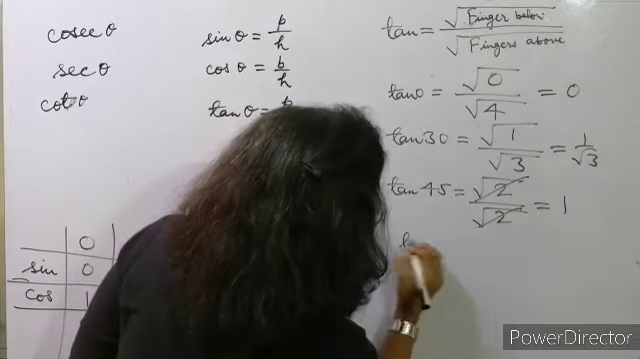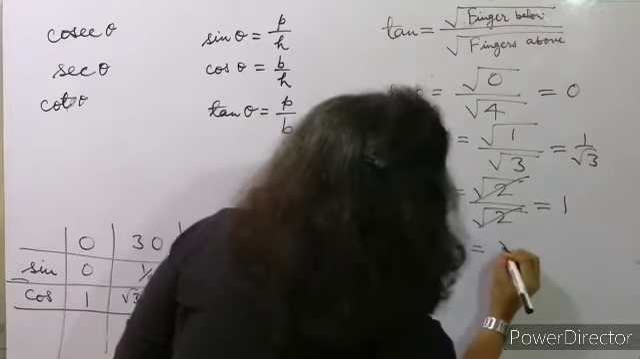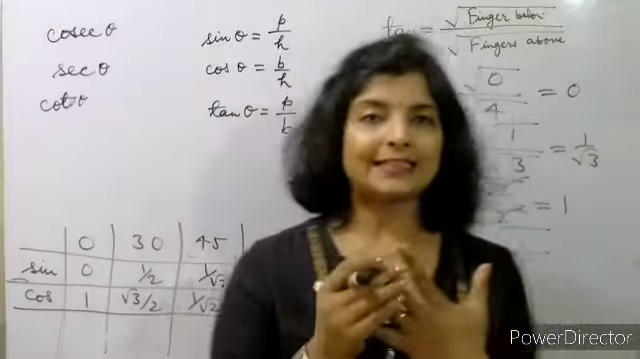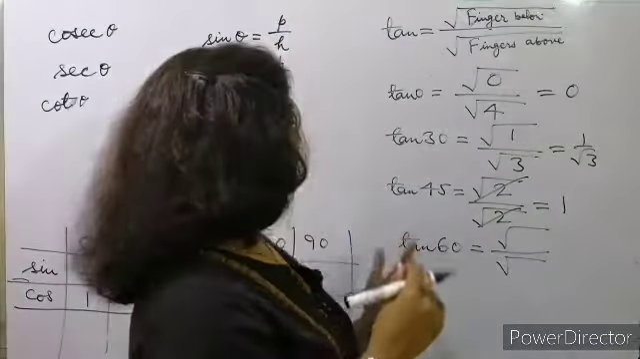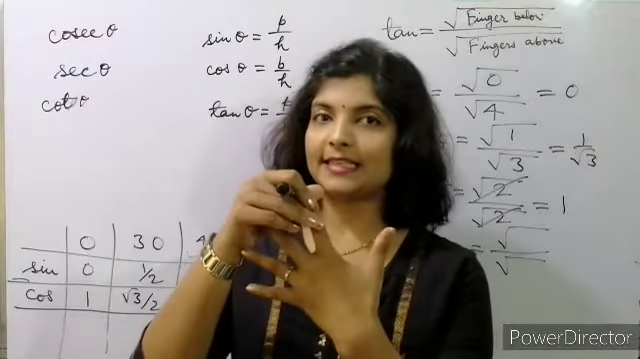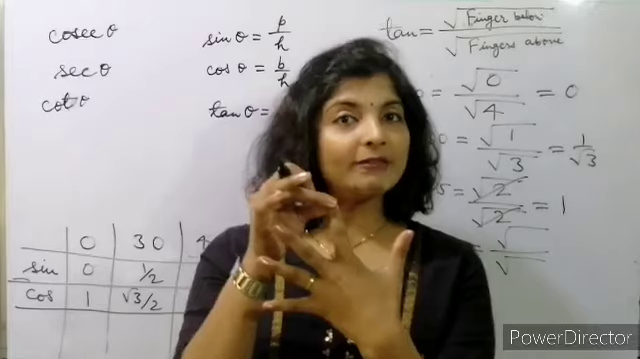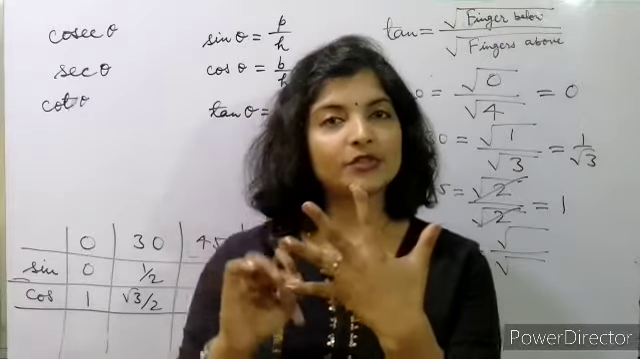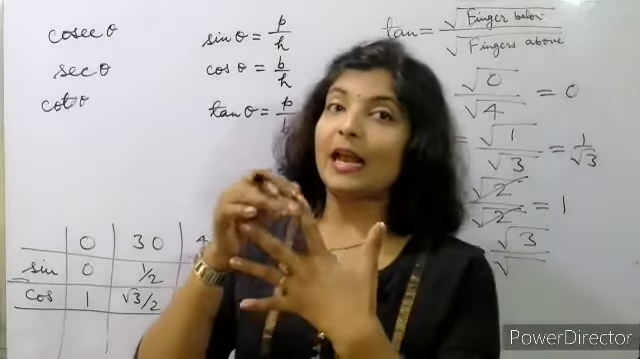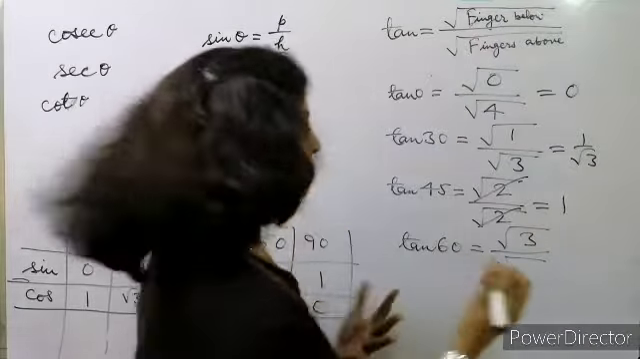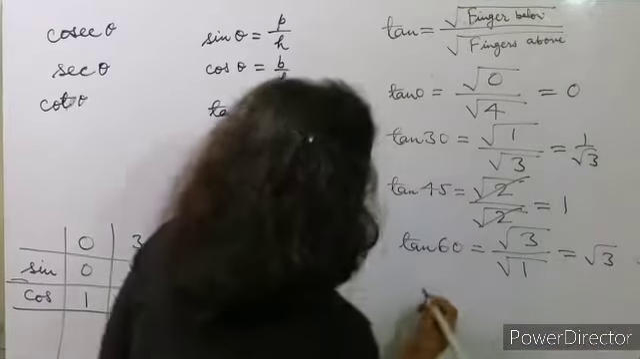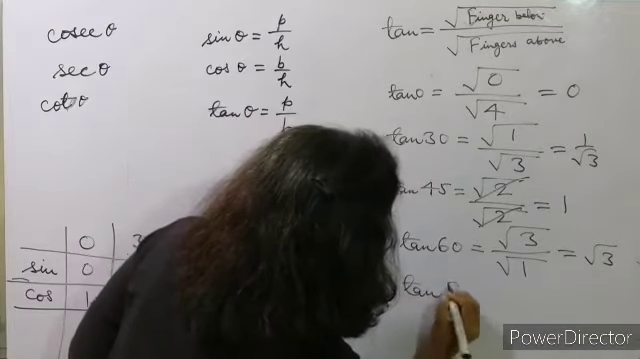Now tan 60 degrees. Root under something upon root under something. Okay, and that something we have to find out. So tan 60, 0, 30, 45, 60. This one is 60. How many fingers are there below this? 1, 2, 3. We'll write here 3. How many fingers are there above this? Only 1. So we'll write here 1. So tan 60 will be root under 3. And now tan 90.